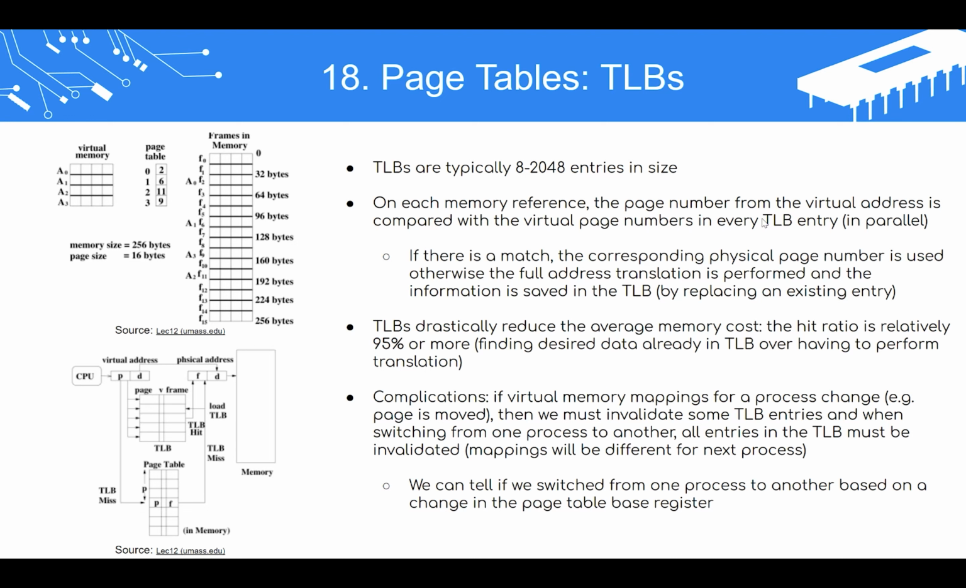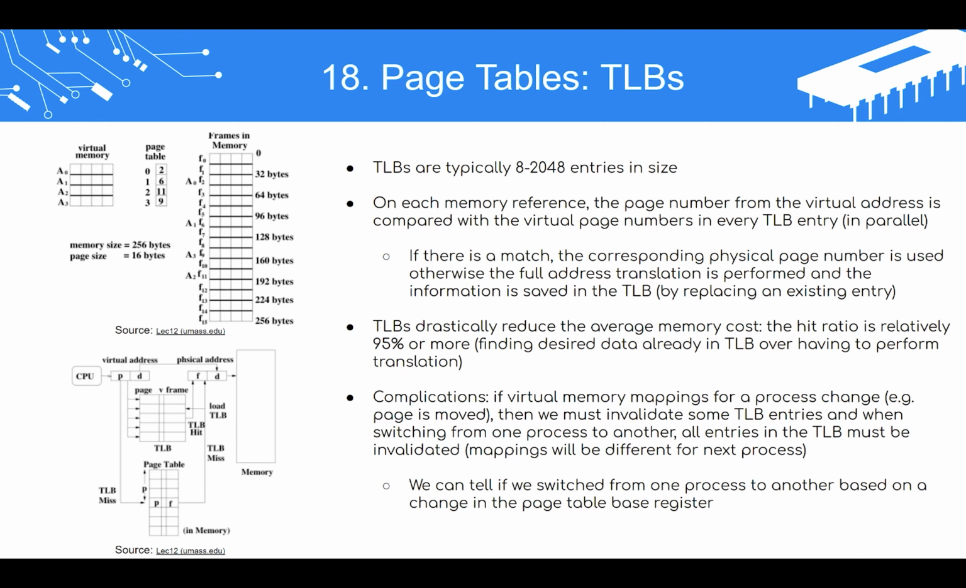TLBs are typically 8 to 2048 entries in size, and for each memory reference, the page number from the virtual address will be compared to the page numbers in the TLB in parallel. And if a match is found, the page number in the TLB will be used. Otherwise, we will have to go through the translation process and replace an existing entry in the TLB. TLBs overall drastically reduce the average memory cost due to reducing the amount of translations that need to be performed.